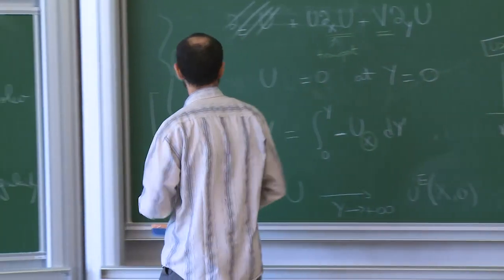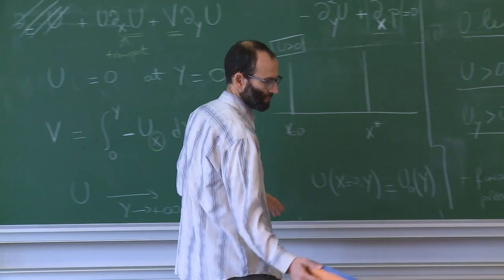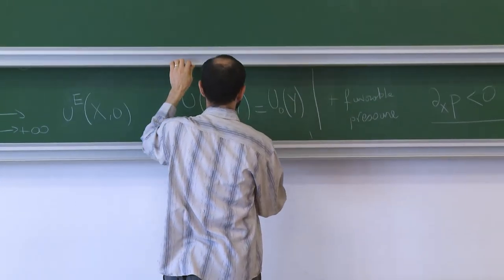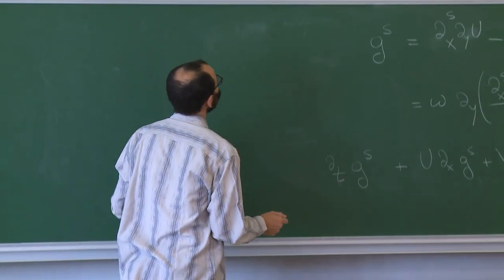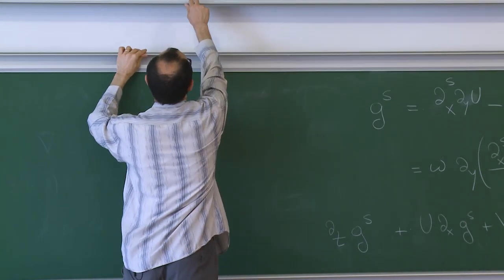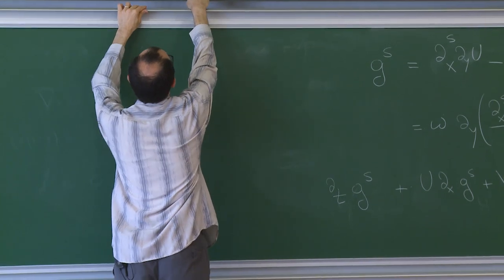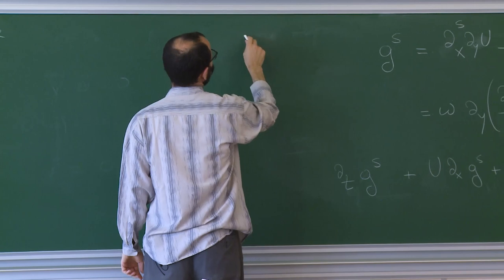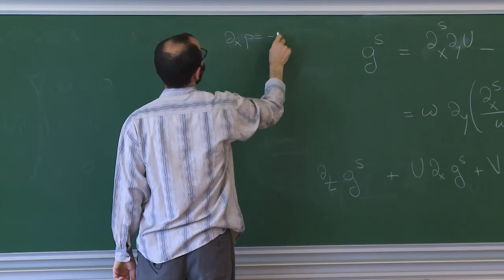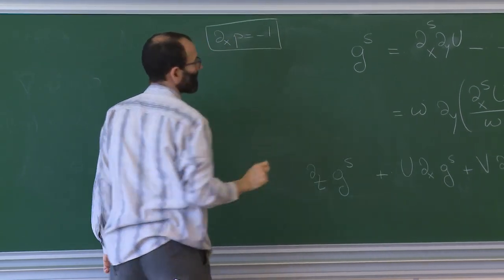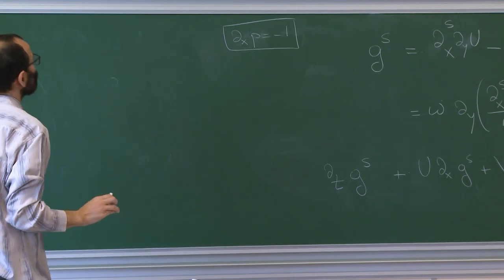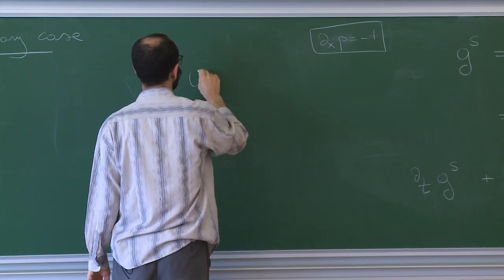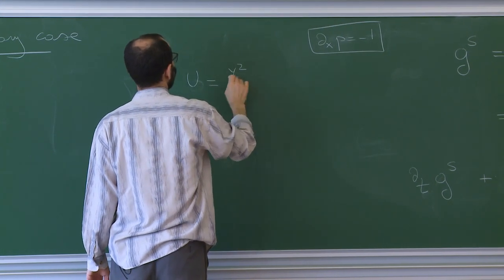Just related to your question, Frank, let's say if you take dxp to be minus 1, for instance. If you take dxp to be minus 1, then you can take u to be y squared over 2.